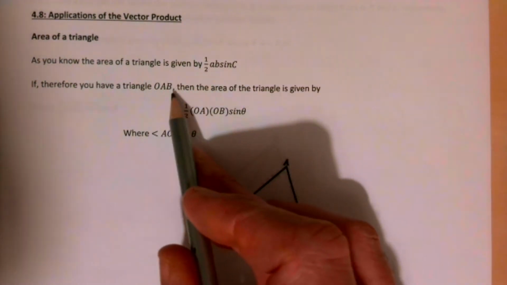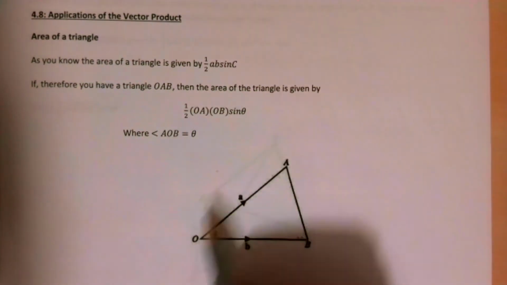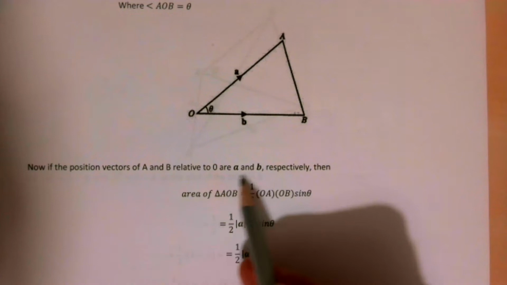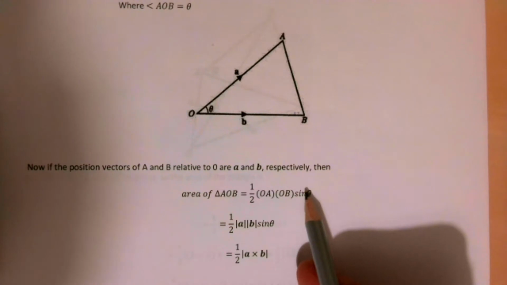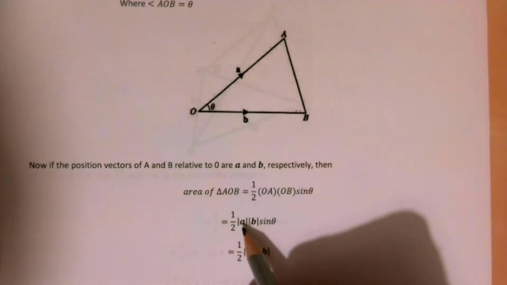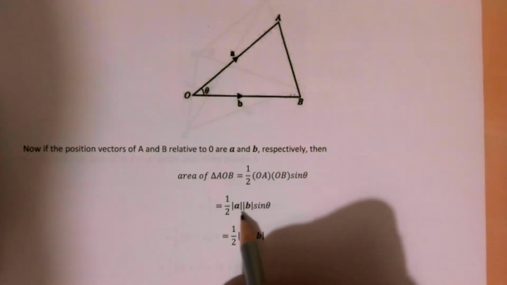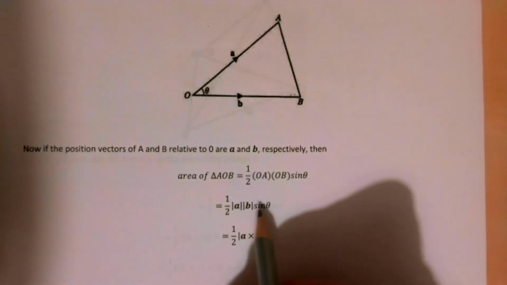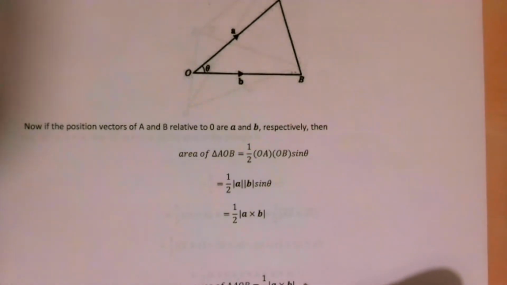If therefore you have a triangle OAB, then the area of the triangle is given by a half OA times OB sine the angle in between. Now if the position vectors a and b are relative to O, then the area of the triangle is a half OA OB sine theta. Remember we find the magnitude, the length of that line, so that's the same as magnitude of a, magnitude of b sine theta. And obviously for the vector product, not the product rule, this is it. So the area of a triangle is a half a cross b.